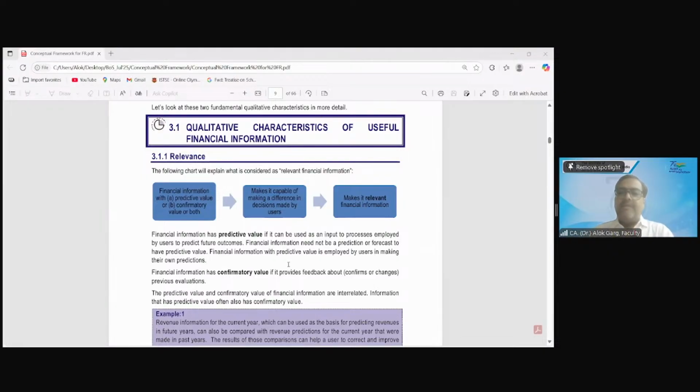So material information means the information which is impacting the decision-making capacity of the user of the financial statement. It has to be material. Now, what is the predictive value?